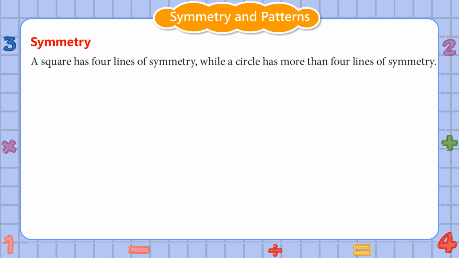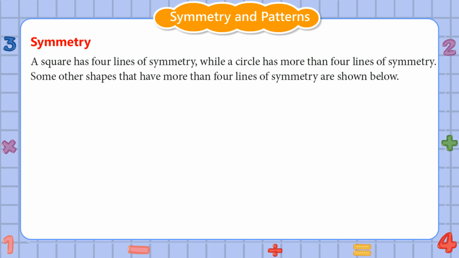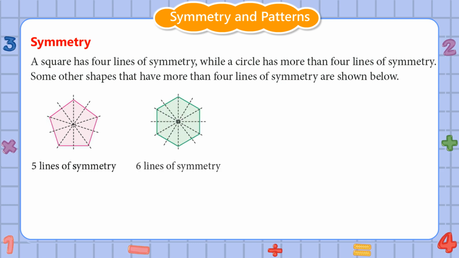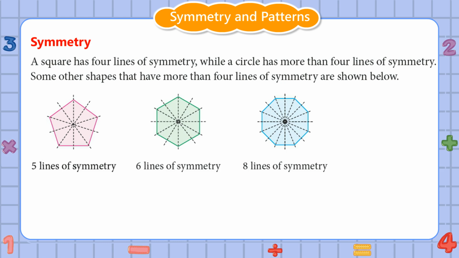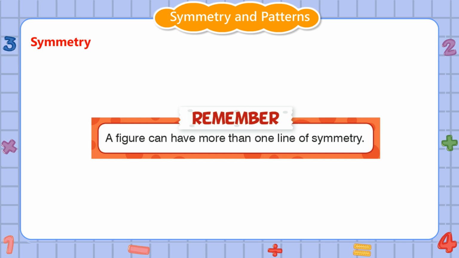A square has four lines of symmetry, while a circle has more than four lines of symmetry. Some other shapes that have more than four lines of symmetry are shown below. 5 lines of symmetry, 6 lines of symmetry, 8 lines of symmetry, 6 lines of symmetry. Remember, a figure can have more than one line of symmetry.